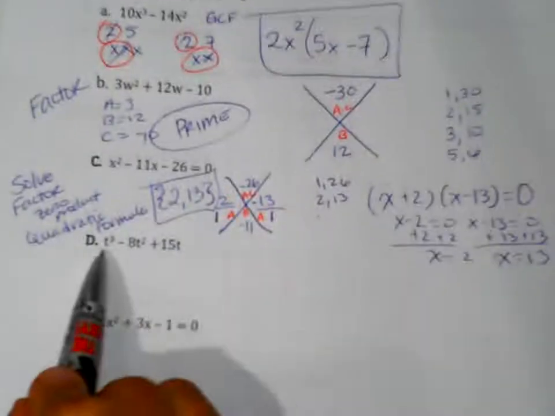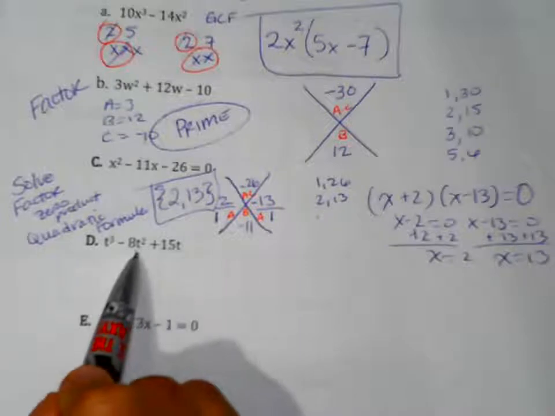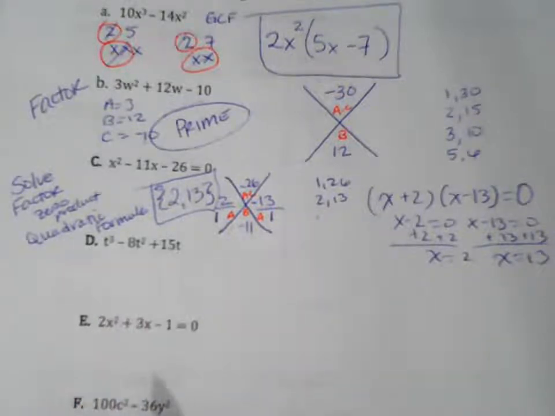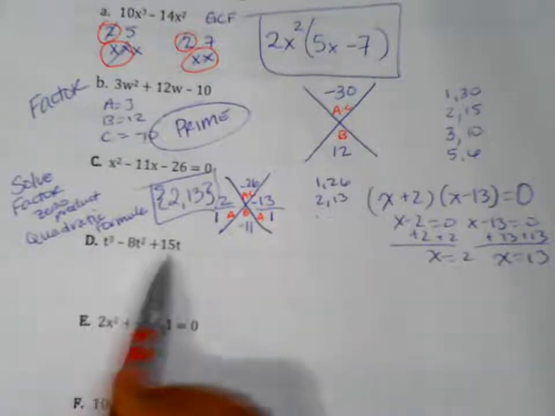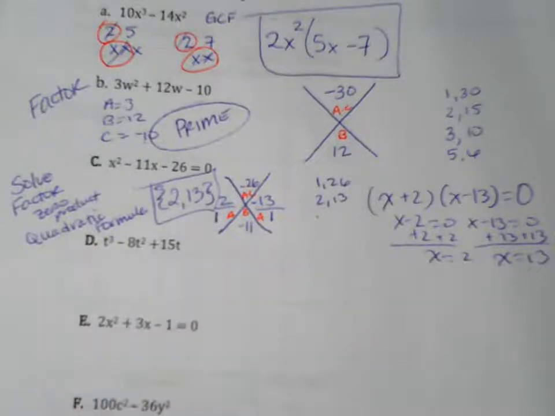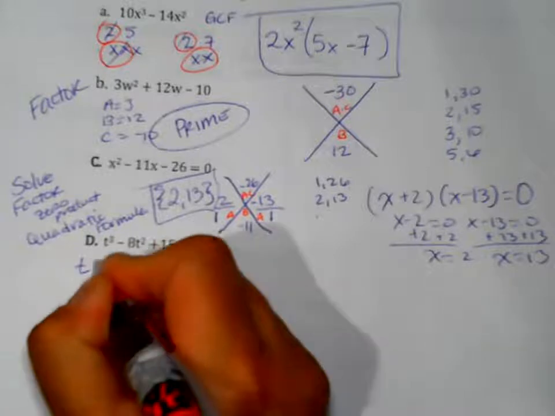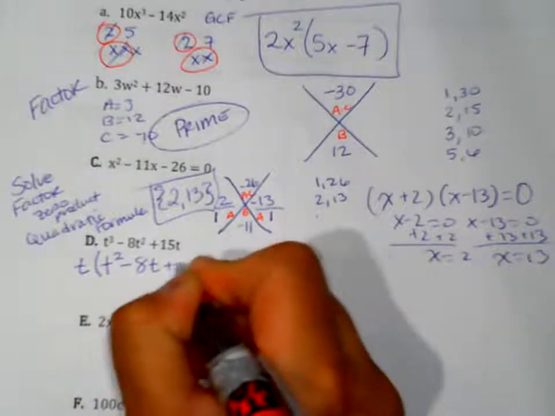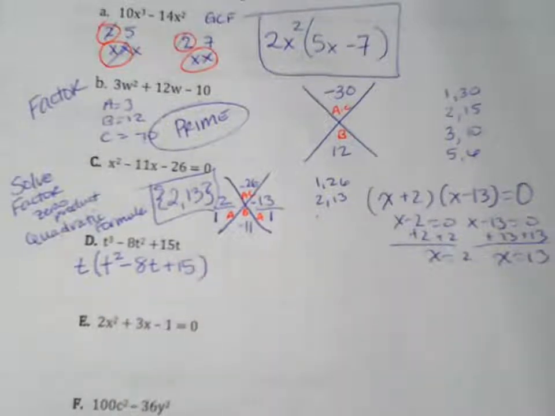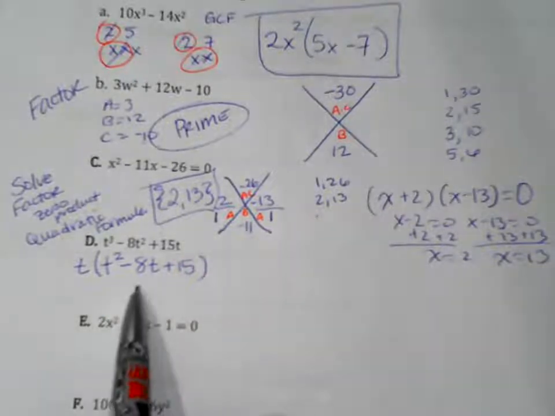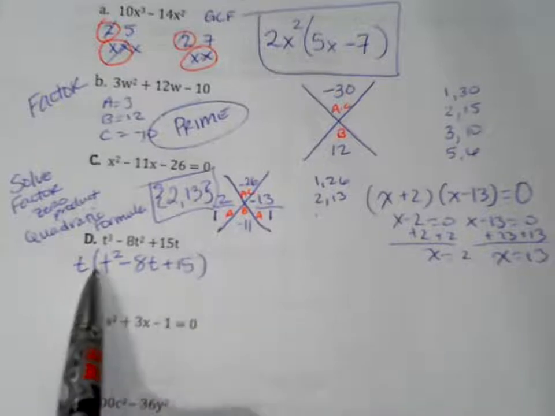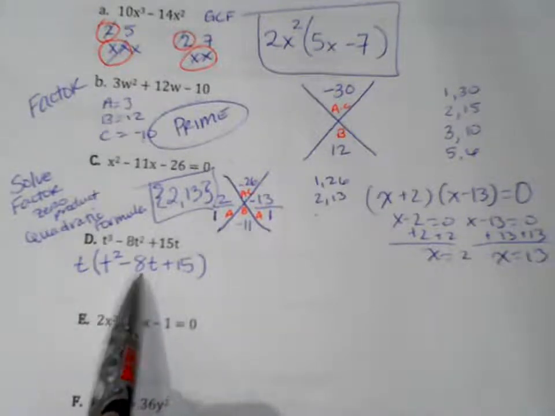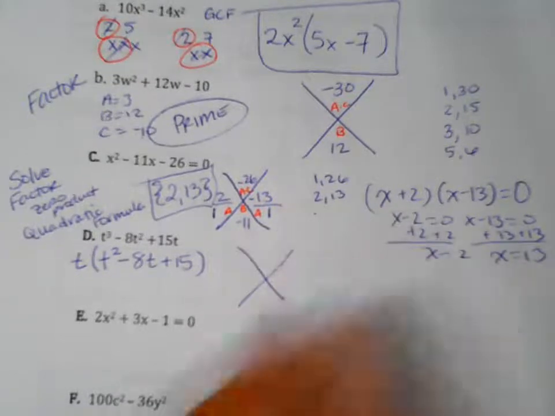Okay. This one here, I've got t cubed minus 8t squared plus 15t. So first things first. With this, I've got to get rid of one of those t's. I've got too many variables going on here. So I'm going to take out a t, and that's going to leave me with t squared minus 8t plus 15. Okay. That is not factored completely. You've taken out the greatest common factor, but you need to see if you can still factor this. So let's try and factor that.